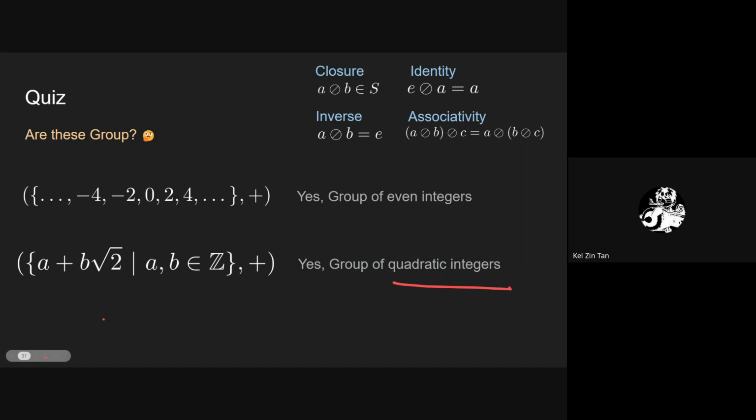Square root of 2 is kind of arbitrary, but you can replace square root of 2 with square root of D, where D is any number that is square free. So basically like 3, 5. You can't put 4 because 4 is 2 to the power of 2. Yeah. So this is called the group of quadratic integers.